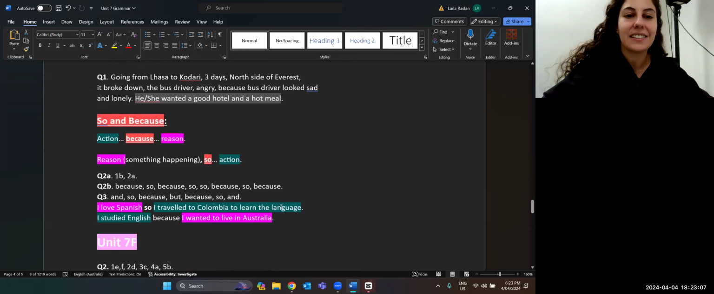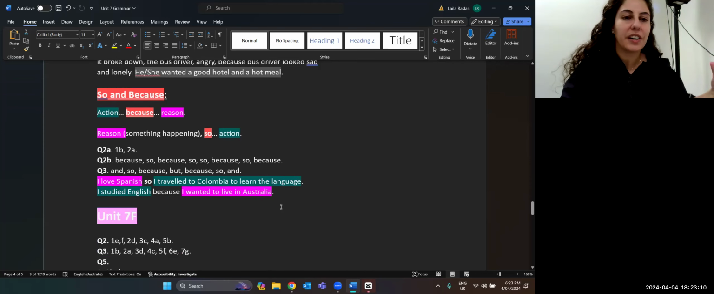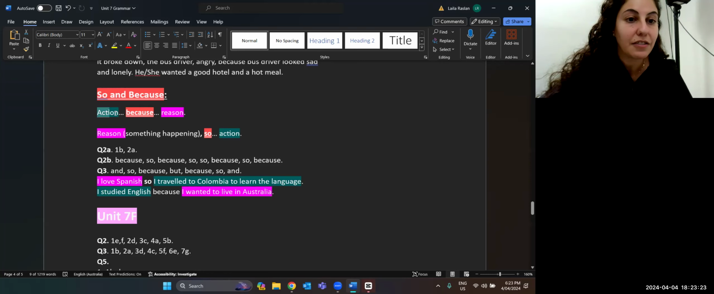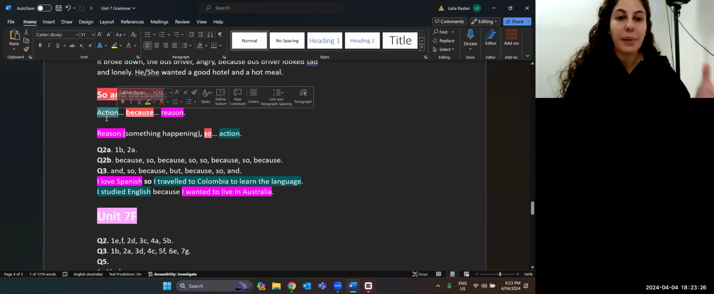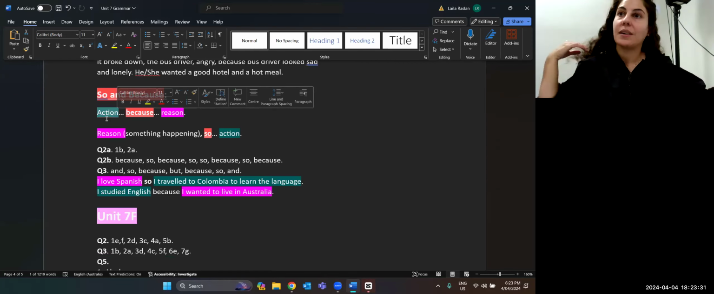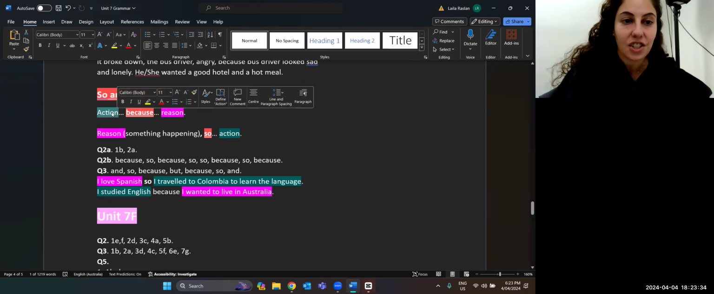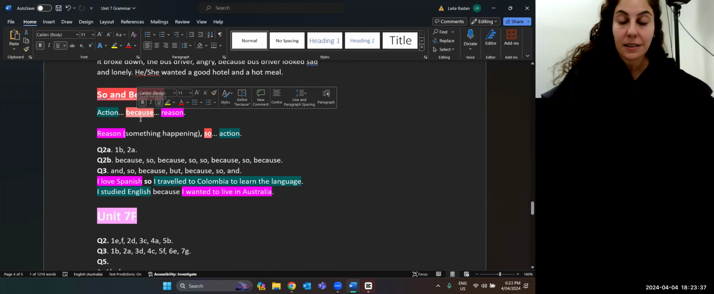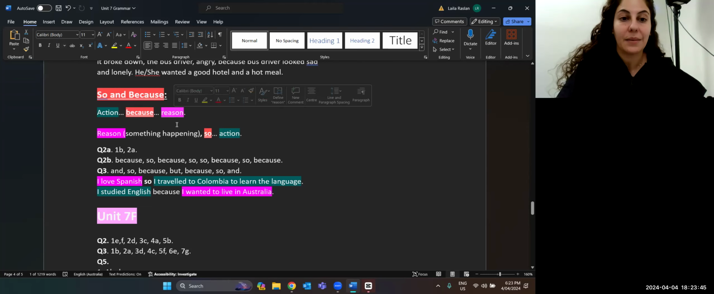Okay, so let's look at when we write, we've got these words so and because. Now, so and because are in the middle of a sentence, and they allow us to give a reason for the action. So if I start with the first one, I've got an action, something happened, like the bus broke down, it started to rain, I lost my phone, I went to work. Okay, so you've got an action. And then you say because. It's always in the middle of a sentence, never the start of a sentence. And then you give the reason why.